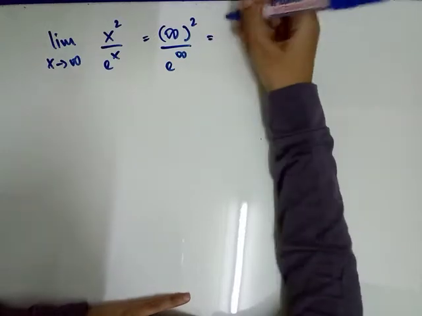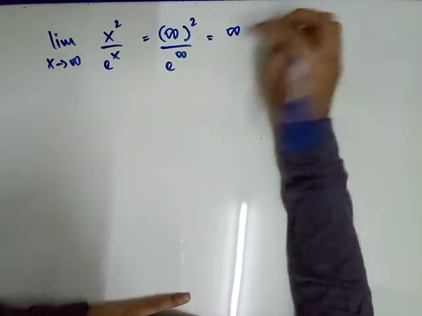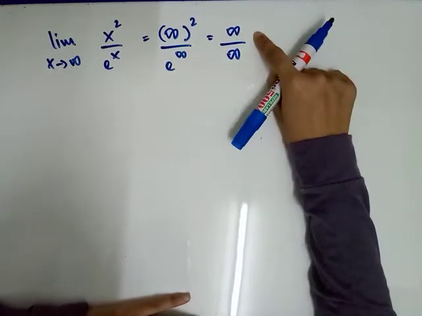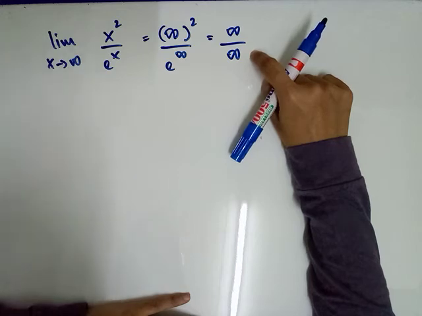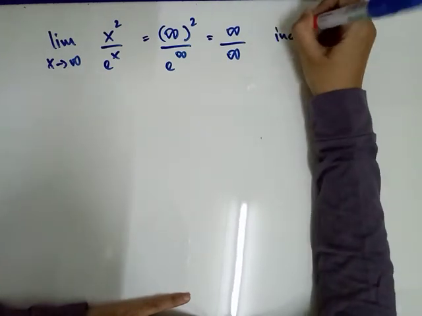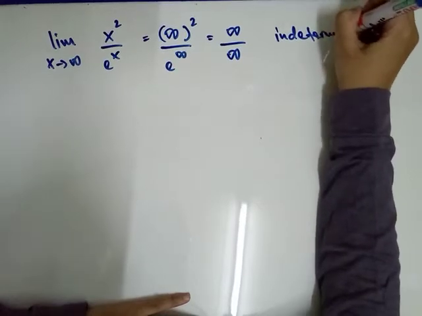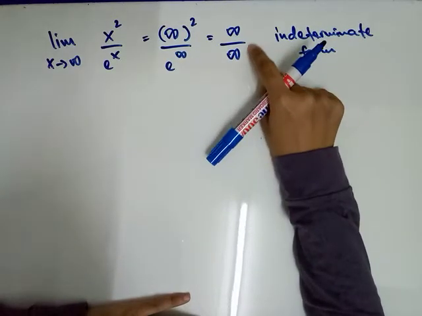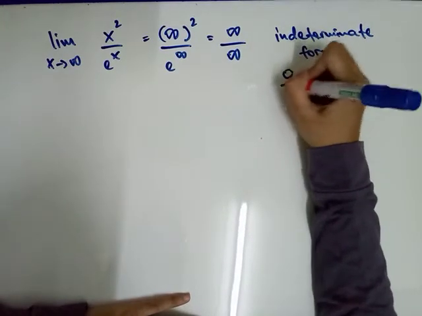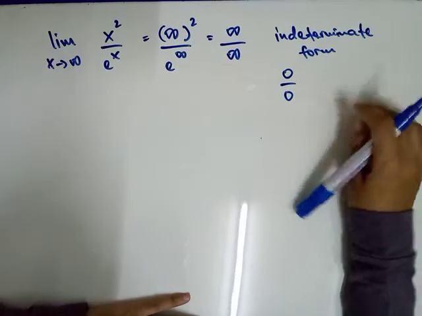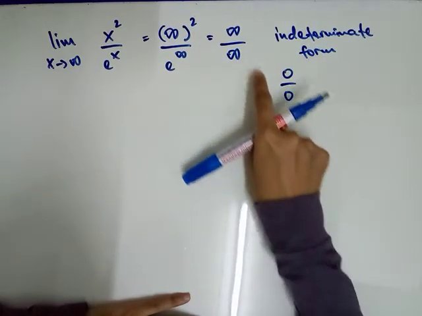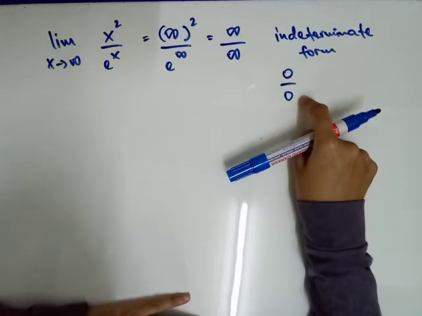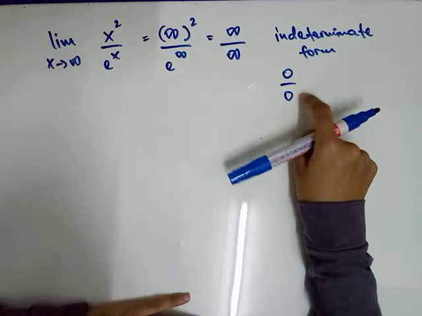So infinity power 2, it is infinity. Exponent power infinity, it is infinity also. So infinity over infinity, this is what we call an indeterminate form. Whether infinity over infinity or 0 over 0, when we find these two types, then we can apply L'Hopital's rule.